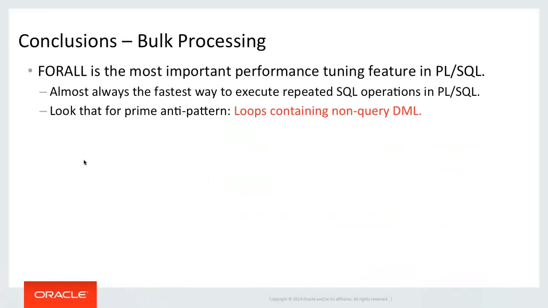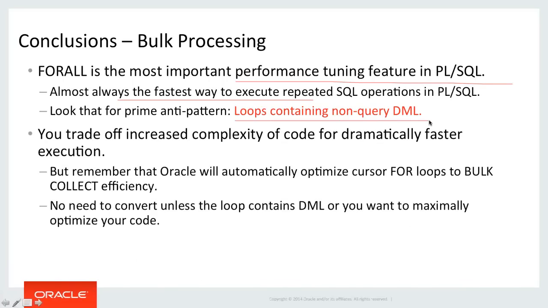So to sum up, FORALL is far and away the most important performance tuning feature in PL/SQL. It's going to always be the fastest way to execute repeated SQL operations that you can't execute natively in SQL. And if you can do an INSERT SELECT, that's going to be faster than FORALL and BULK COLLECT, but actually not by that much. And the main thing you want to look for is that classic anti-pattern, the loops that contain non-query DML.